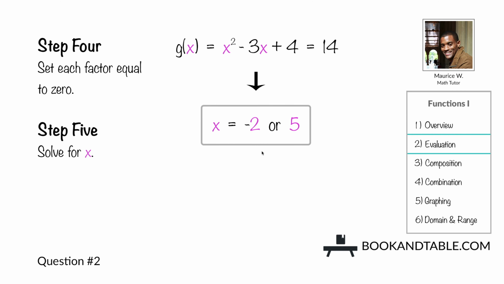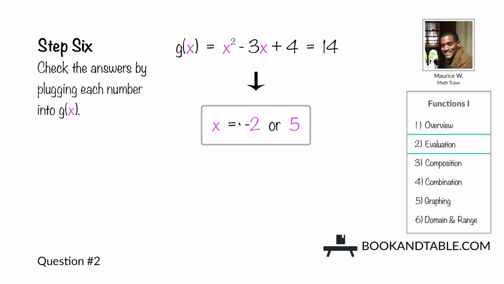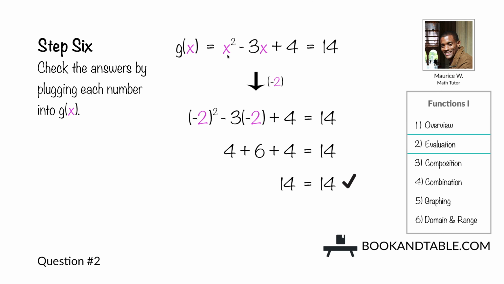Now we can check these answers by plugging each number into g of x and confirming the result is 14. So if we plug in negative 2 for x, we get negative 2 squared, which is 4, minus 3 times negative 2, which is 6, plus 4. 4 plus 6 is 10. 10 plus 4 is 14, giving us the true statement 14 is equal to 14, confirming that negative 2 is one of the values for x when g of x equals 14.